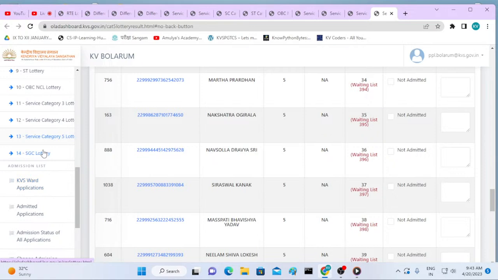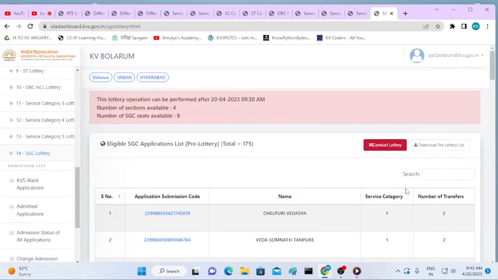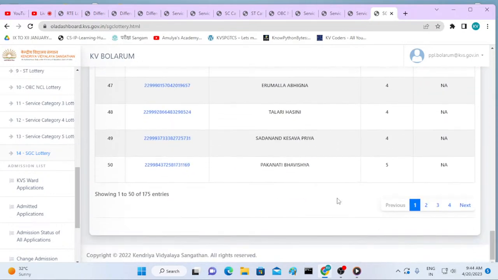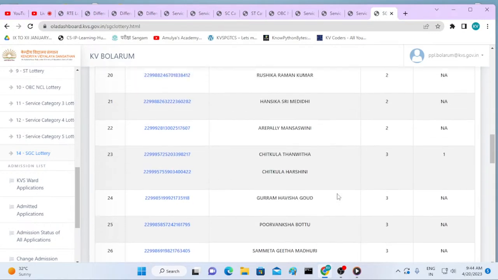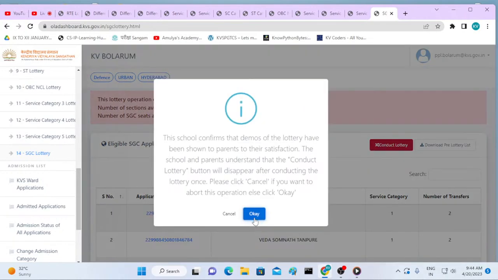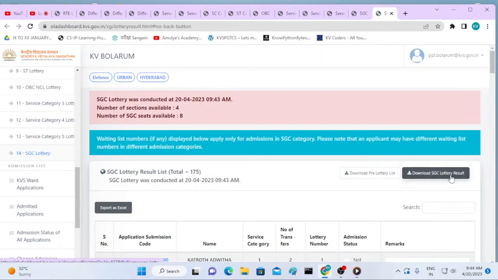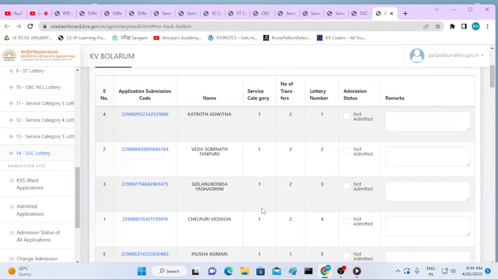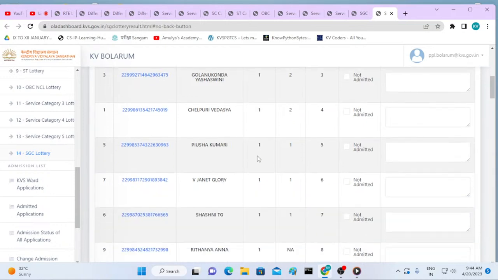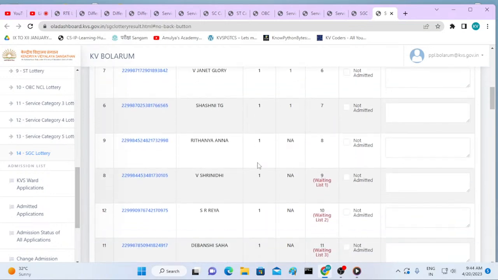Next, the last one, single girl child. Total applicants are 175. So this is the list. And I'm conducting the lottery for them. These top 8 will get. The remaining, they will be in wait list. From here onwards, 9 onwards, they will be in wait list.